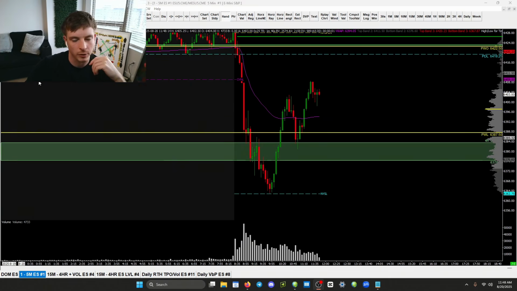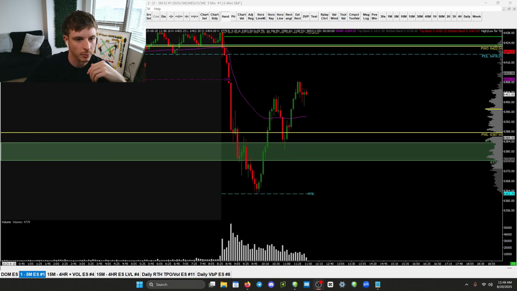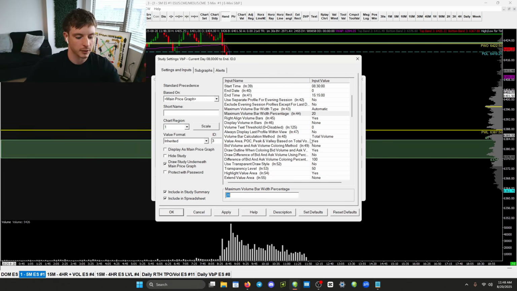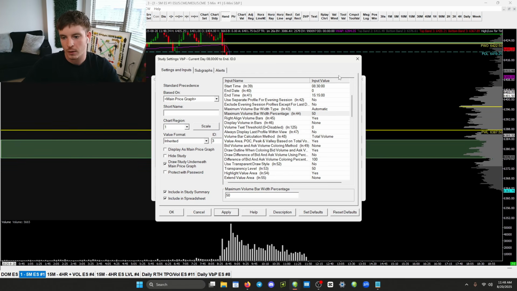Move myself over here real quick. The next profile I'm going to talk about is the session volume profile. So if I go to my settings here and make it a little bigger for this example, let's just put it at 50.